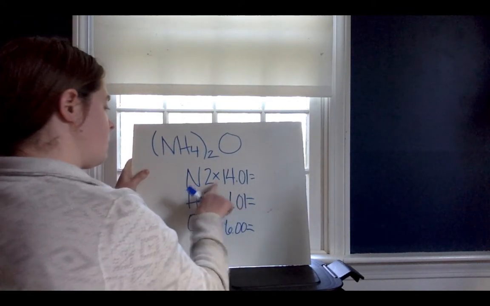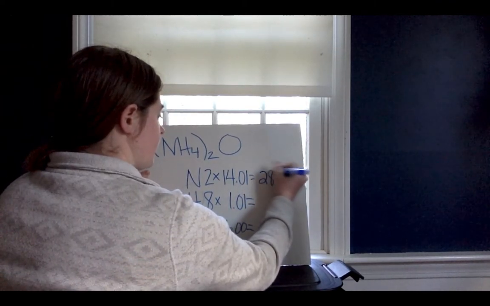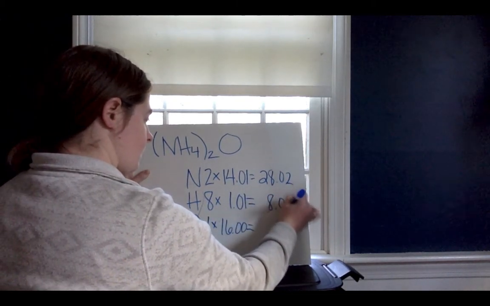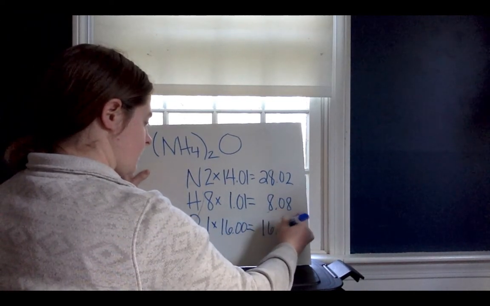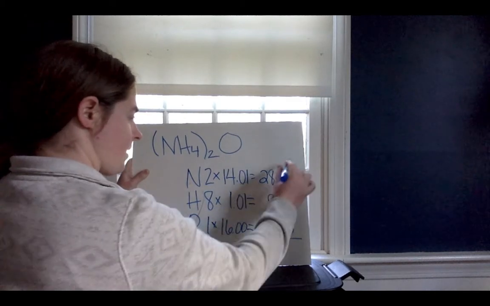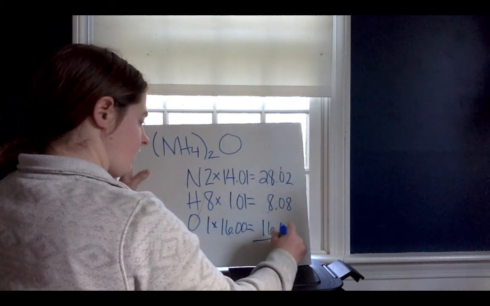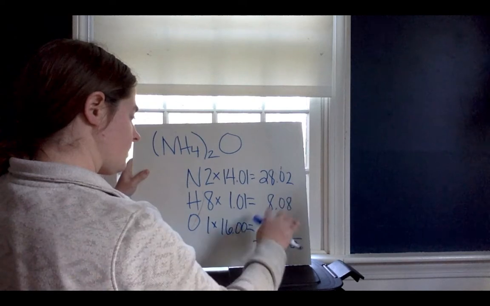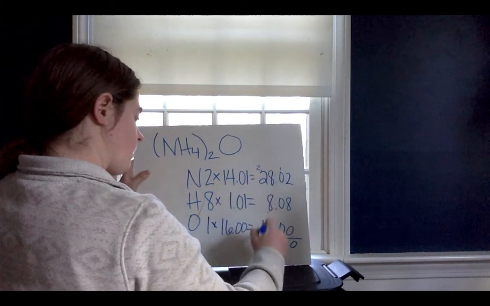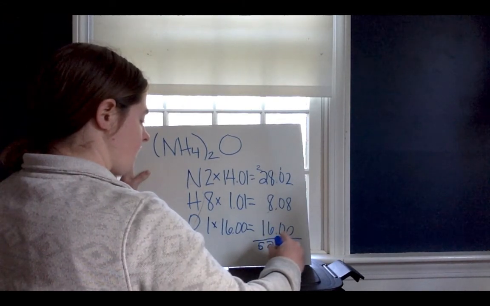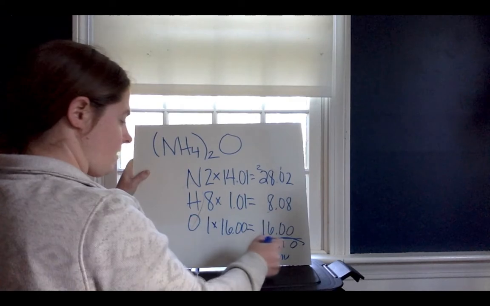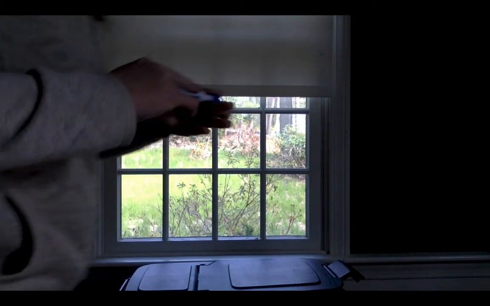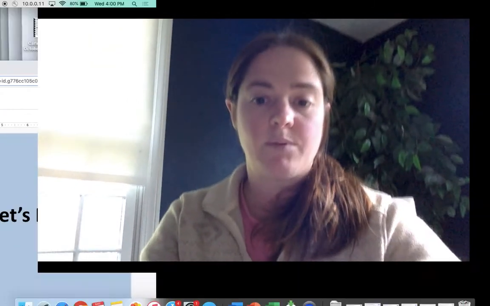So now we can multiply. 2 times 14.01 is 28.02. 8 times 1.01 is 8.08. And then 1 times 16 is 16. Okay, so now we can add them up. We get 52.10 AMUs. So then that's our final answer. Okay? So the important thing to remember is that you always get the mass from the periodic table. Okay? So the periodic table is very helpful here.